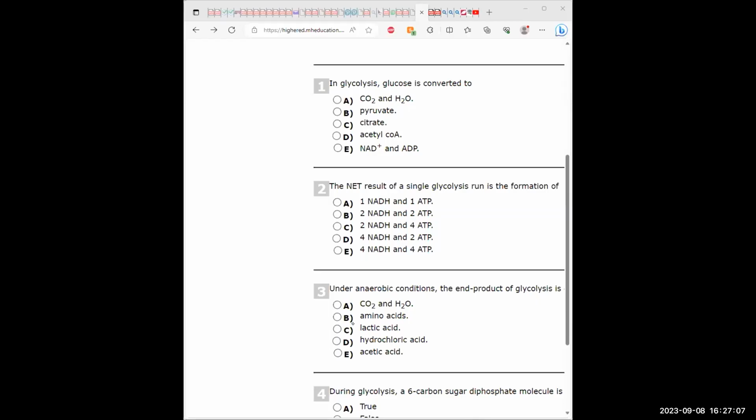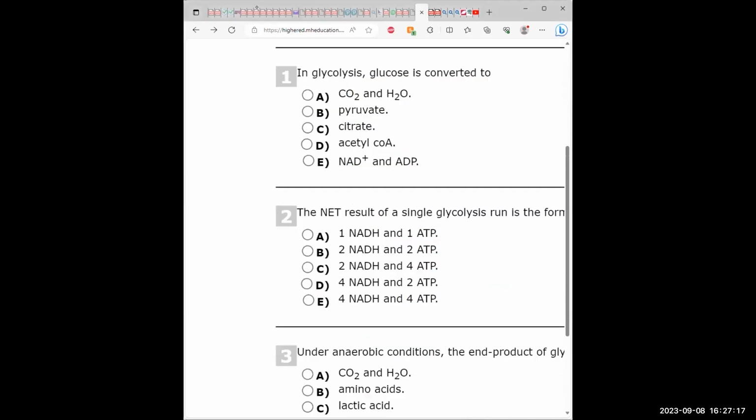You can see the questions still loading. So who can answer that one? In glycolysis, glucose is converted to what? Carbon dioxide, pyruvate, citrate, acetyl-CoA, or NAD, or ADP? You can write the answer in the chat. What was the end product in glycolysis? Glycolysis ends with pyruvate, correct. So the answer here will be pyruvate.